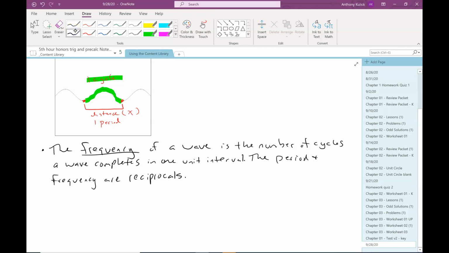And again, the part for the period that's going to be most practical to us, the part that's going to be most useful, is the visual part, being able to identify from looking at a picture what the period might be. Is everybody okay with that idea? Okay.